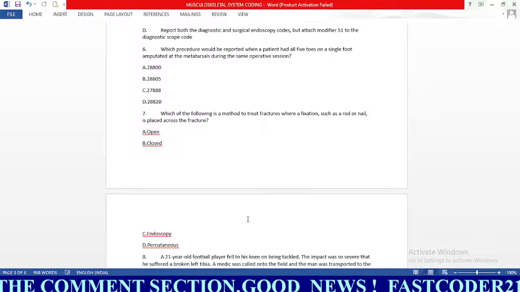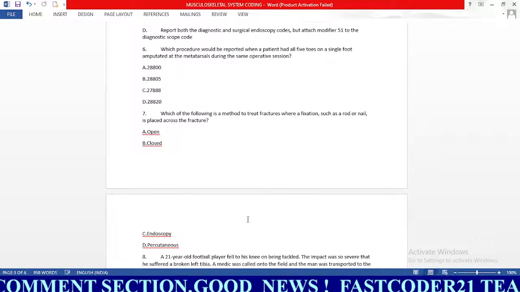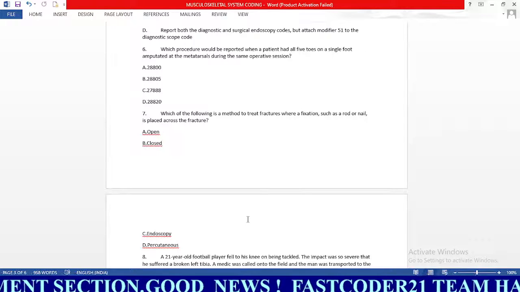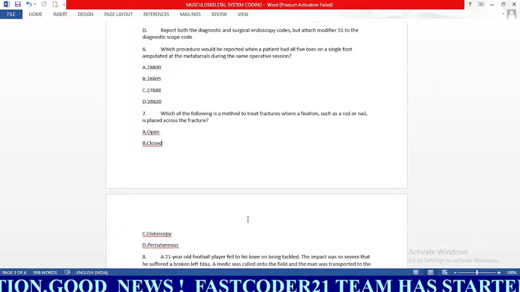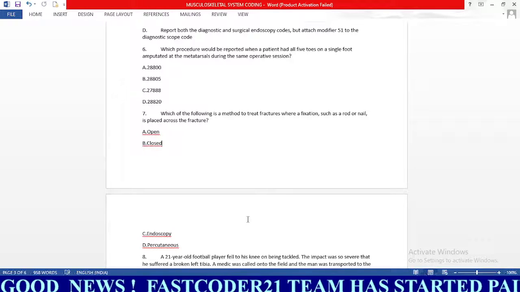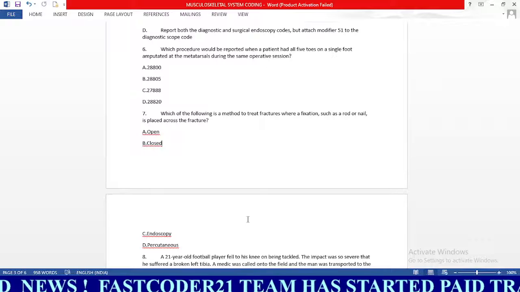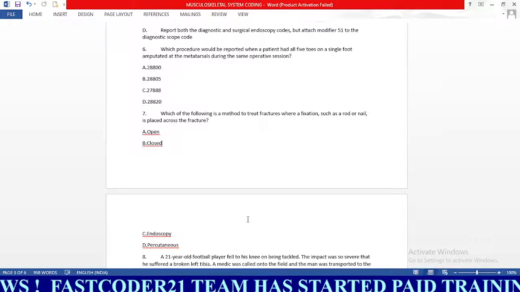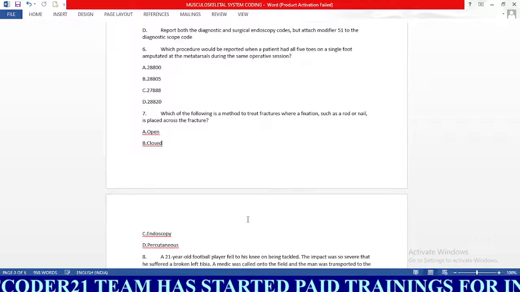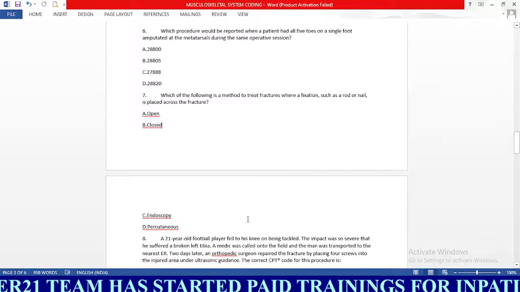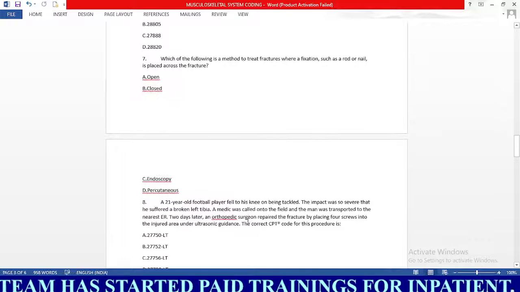So no worries, try to remember these keywords: open, closed, and percutaneous procedures. Those are very important for orthopedic or musculoskeletal system coding. As soon as you see the operative report, you need to identify which approach is used by the physician. So no worries, try to remember that.